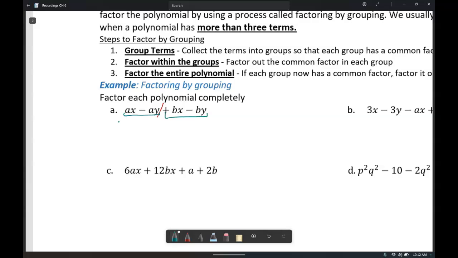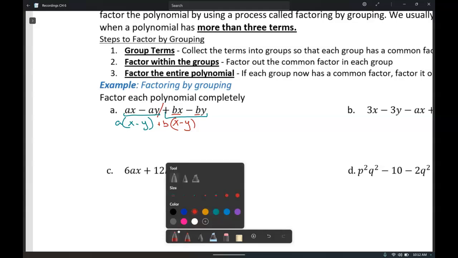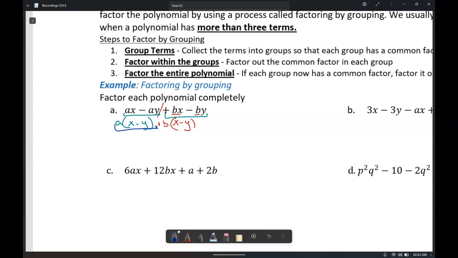Well, our first 2 terms have a common factor of a, leaving us with x minus y. Whatever we factor out of the next terms, we need to be left with x minus y. So if we factor out the common factor of b, we're left with x minus y. Now what we have is 2 terms that have a common factor of x minus y. If we factor out x minus y and divide it out of both of these terms, we're left with a plus b. And there we're factored.